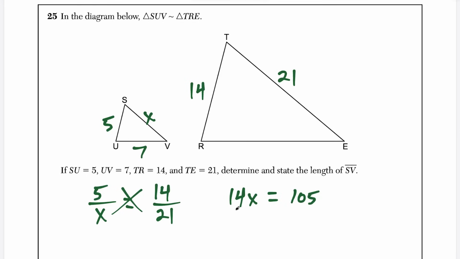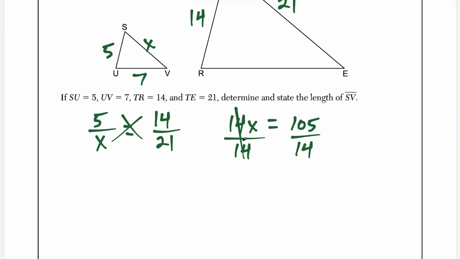And then from here, we just divide both sides by 14. And on the left side, 14 over 14 cancels. And now we could just do the division. 105 divided by 14, we could just type that in a calculator. We're going to get 7.5. And this represents the length of SV. So I'm just going to say at the end that SV is equal to 7.5.